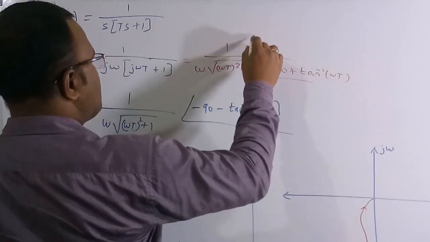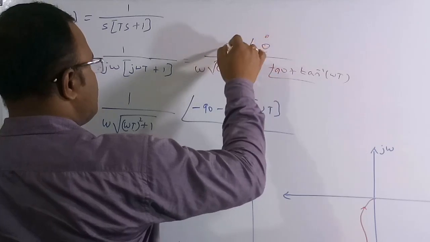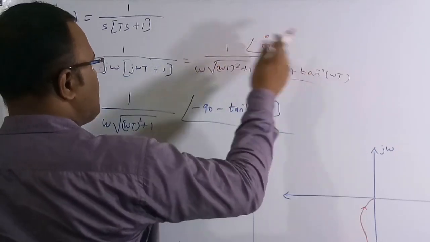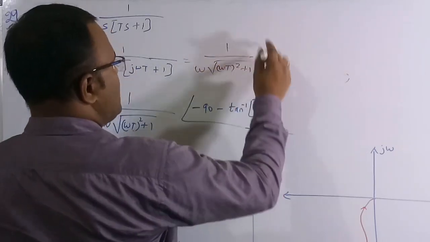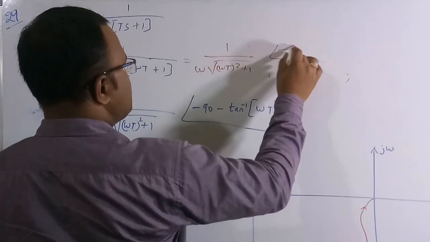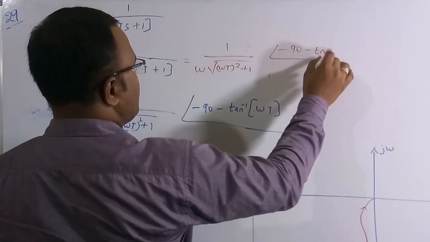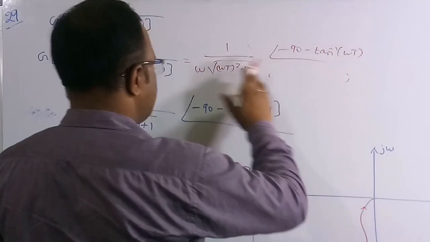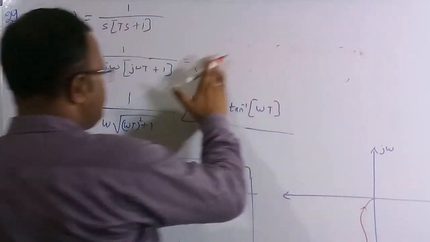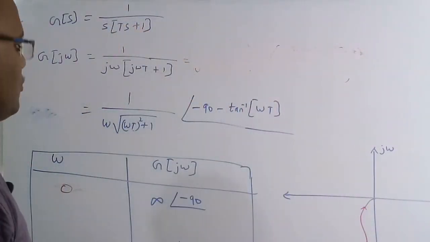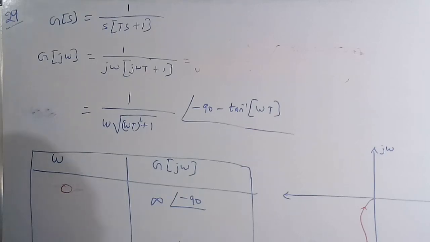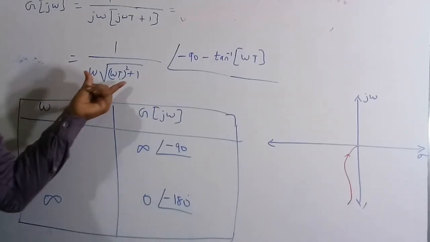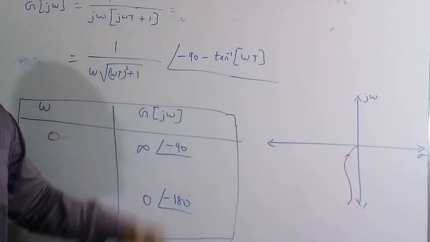But if it goes to the upper part, this 1 means 1 angle 0, so we can write it as 1 under root over, minus 90 minus tan inverse of omega t. So this is the way I have written here, the same thing. Now for omega equal to 0 and omega equal to infinity, I want to know the magnitude value and also the angle part.